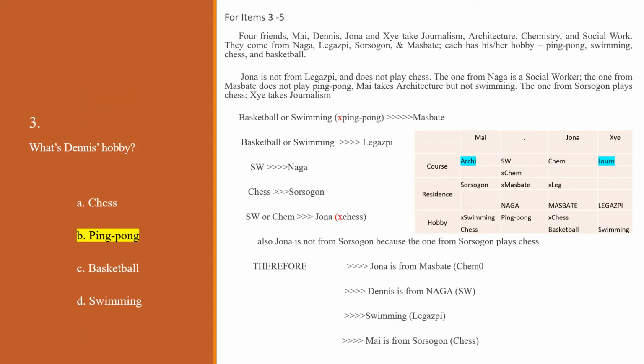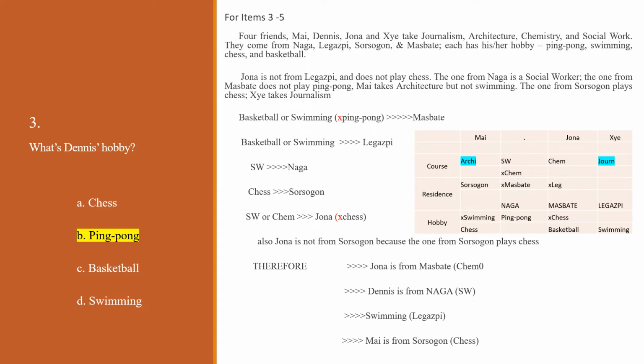For items 3 to 5 for this exercise set, we are given one problem and we need to map this very carefully. So we have 4 individuals, May, Dennis, Jonah, and Sai. And they take up journalism, architecture, chemistry, and social work. And they are from different places, which are Naga, Legazpi, Sorsogon, and Masbate, with different hobbies, consisting of ping pong, swimming, chess, and basketball.